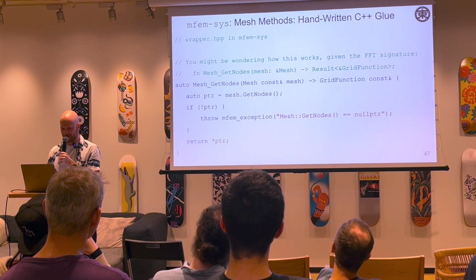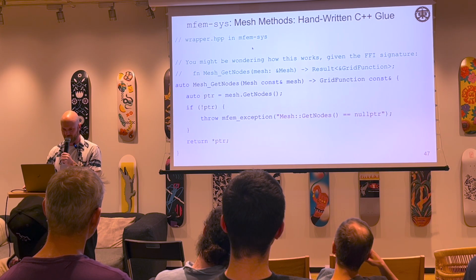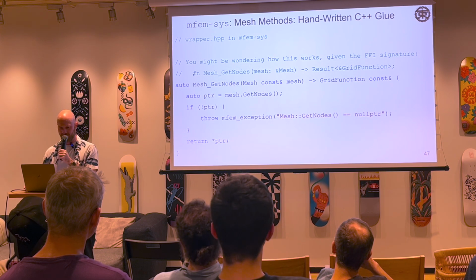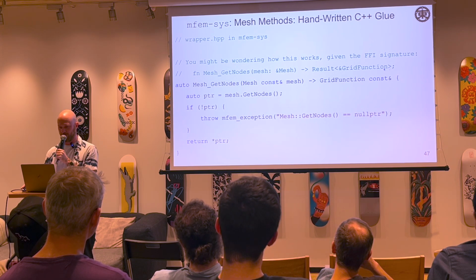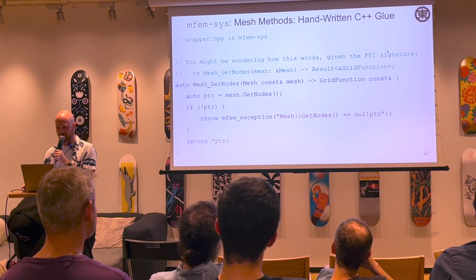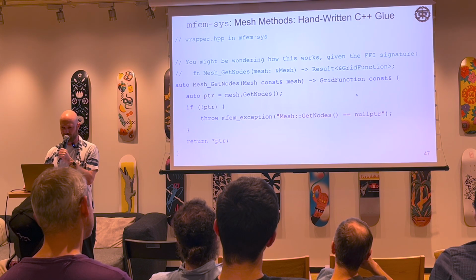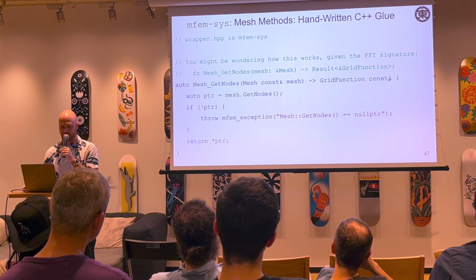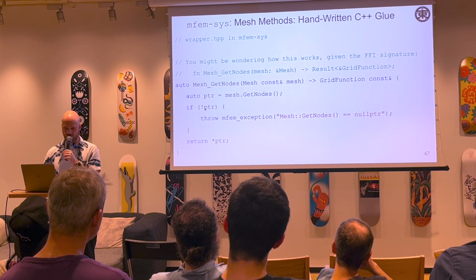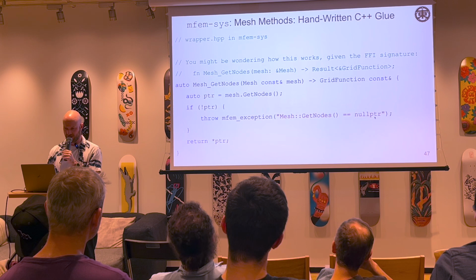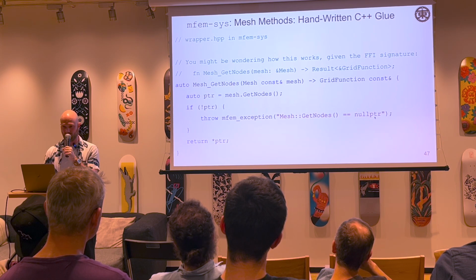All right, so I was talking about this get nodes stuff. This is what the C++ glue looks like, and I put the Rust function signature on top for you to see. So you might be wondering how this works, because we have a result on the Rust side, but the C++ function is just returning a bare reference. And by the way, we check the pointer internally, and if that pointer happens to be a null pointer, then we throw an exception. So surely there's some mechanism that turns that exception into the error branch of this result. And that's exactly what's going on.